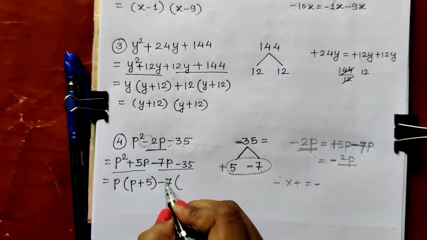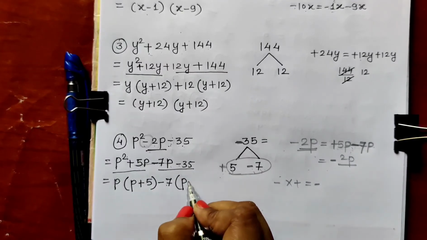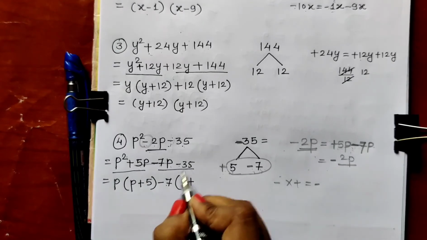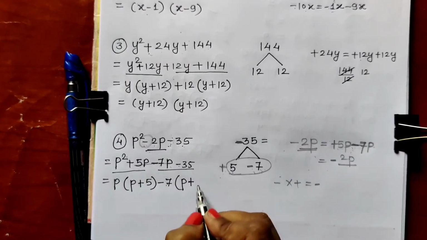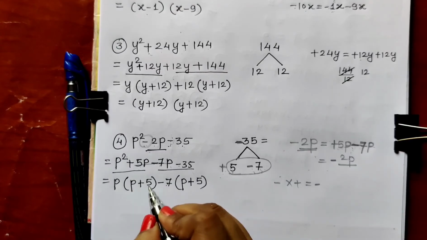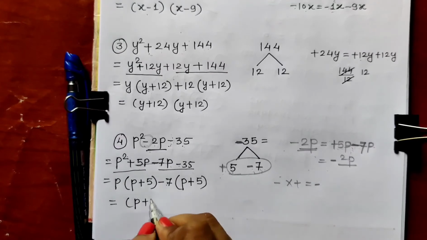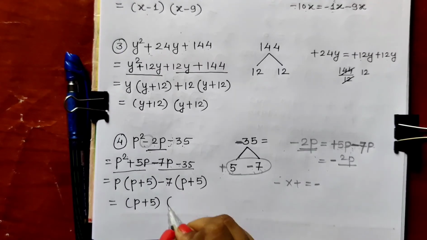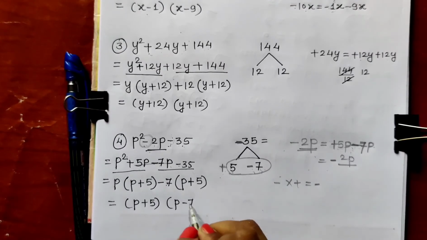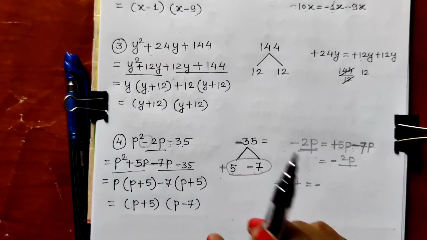From 7p, 7 is taken out common, p remaining. Minus minus becomes plus. 35 divided by 7, 7 5s are 35. So in this way, p plus 5 bracket is common. This bracket we write one time, and in the second bracket we write p minus 7. In this way, when minus sign is there, you should be very careful.